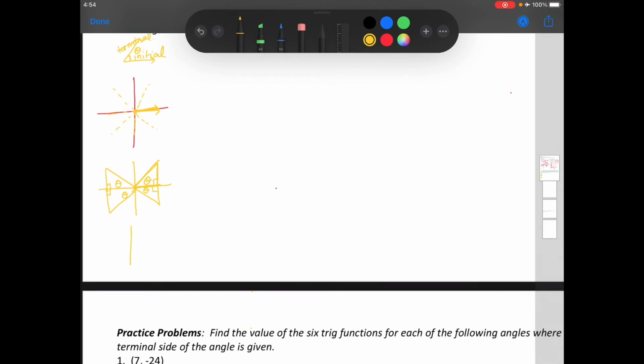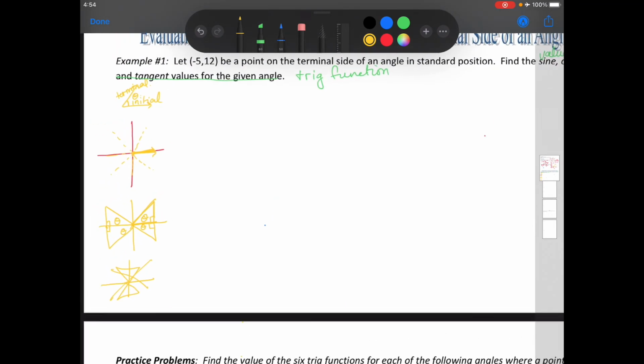I'm also going to draw it so it looks more like a butterfly, right? It will never look like an hourglass. Your triangles will not look like an hourglass. So be very careful, guys, when you're drawing these reference triangles.